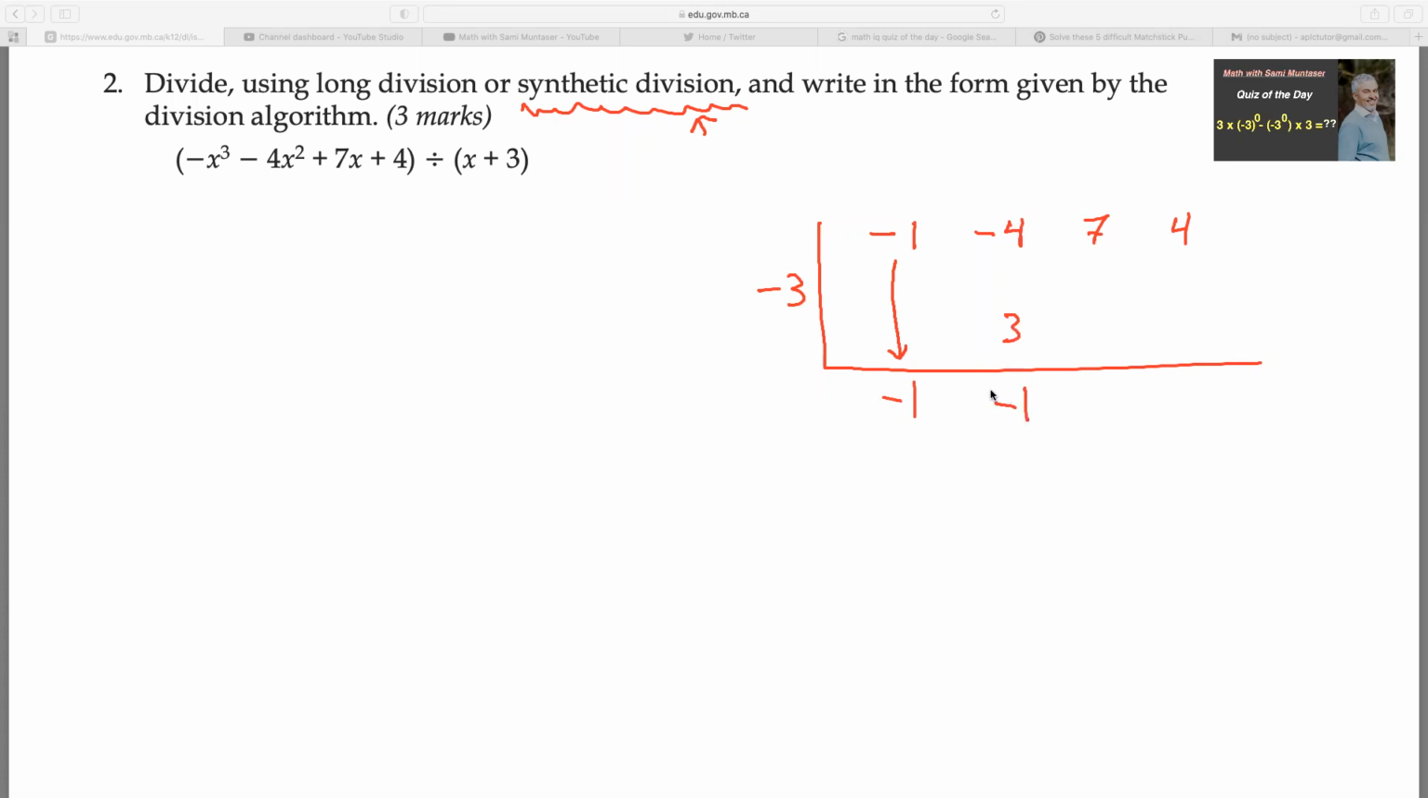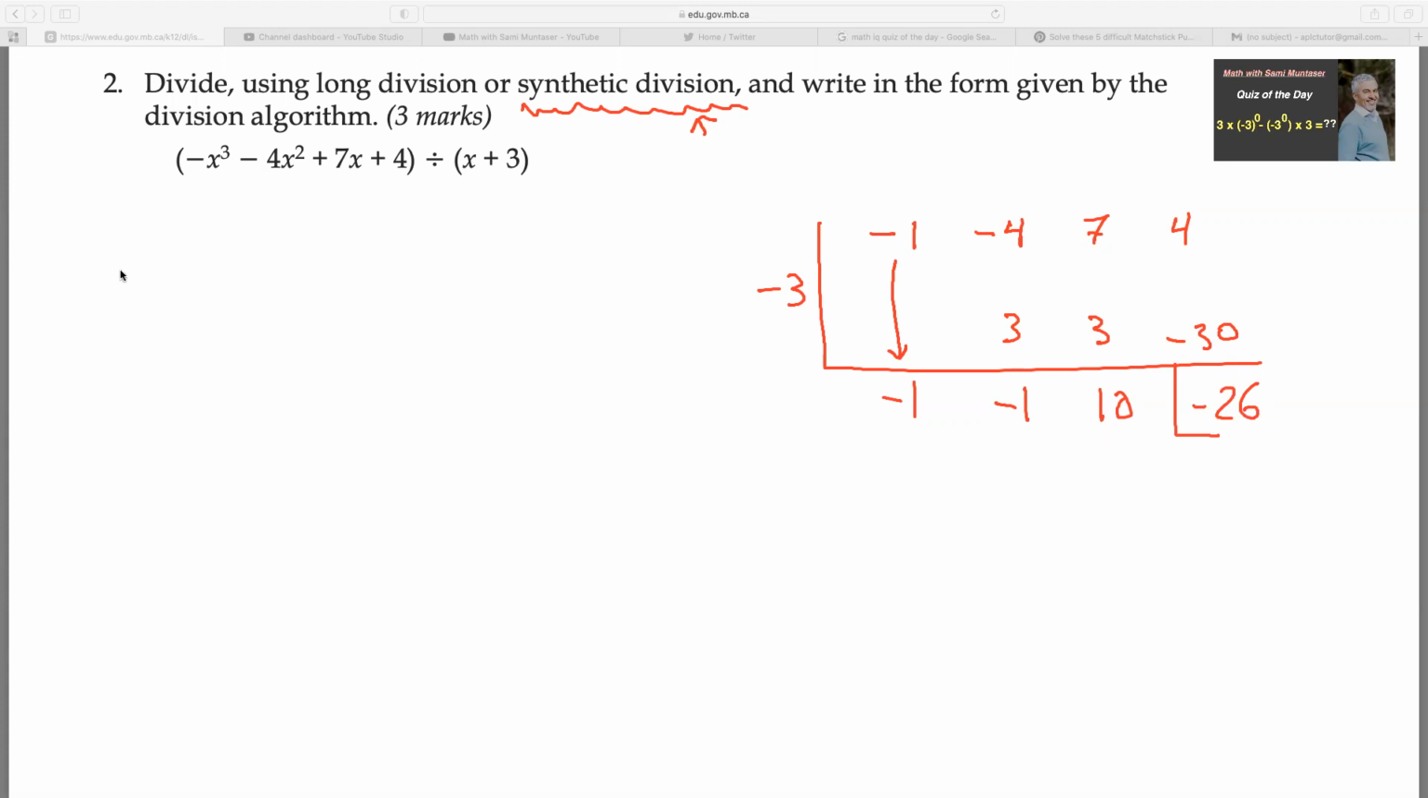And you continue doing the same thing. So here, negative 1 times negative 3 gives you positive 3. You add, you get 10. 10 times negative 3 is negative 30. You add, you get negative 26. This is the remainder.